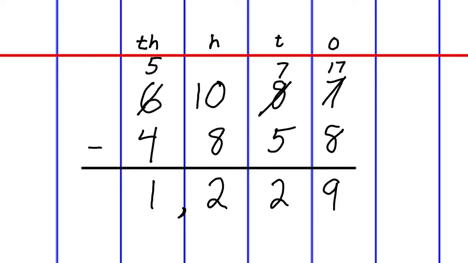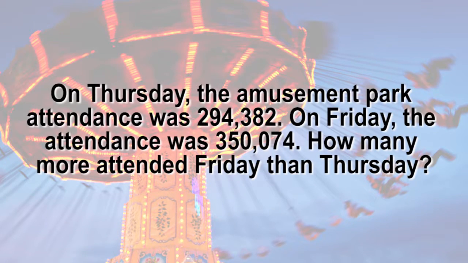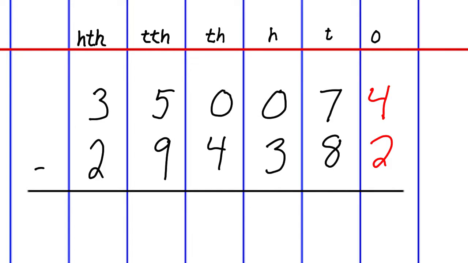Let's try a problem using 6-digit numbers. On Thursday, the amusement park attendance was 294,382. On Friday, the attendance was 350,074. How many more attended Friday than Thursday? Is regrouping needed for the ones place? No. So subtract 4 minus 2, which equals 2. Is regrouping needed for the tens place? Yes. There are only 7 tens and we need to take away 8.